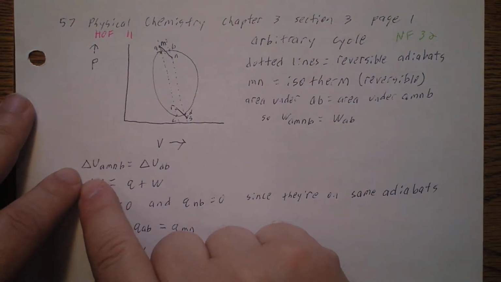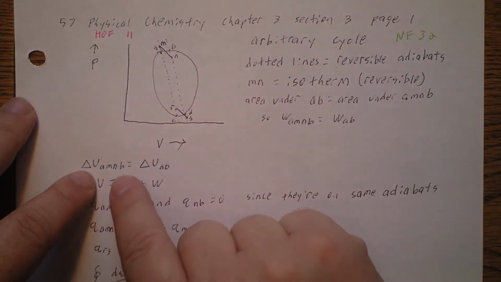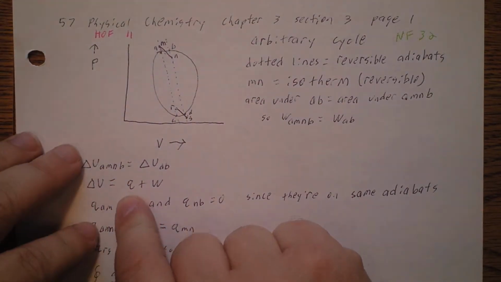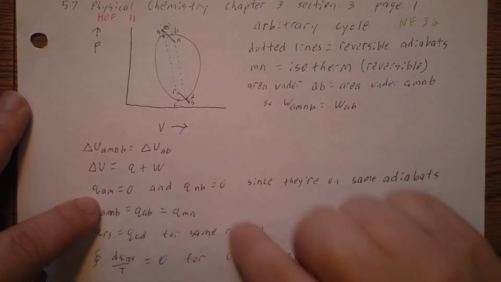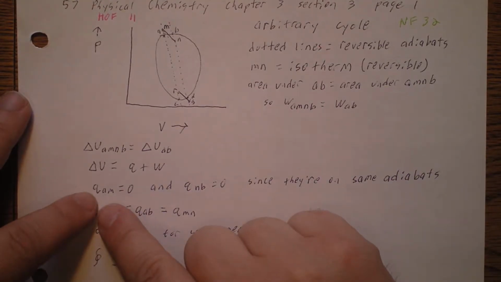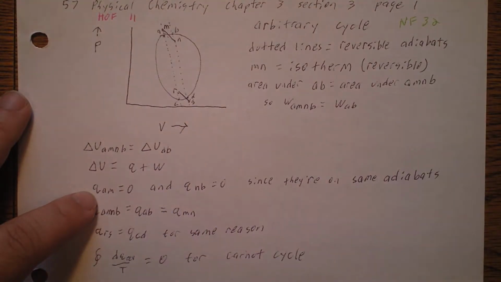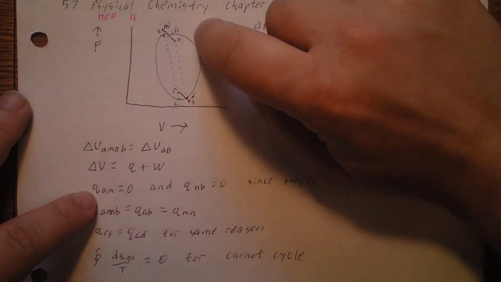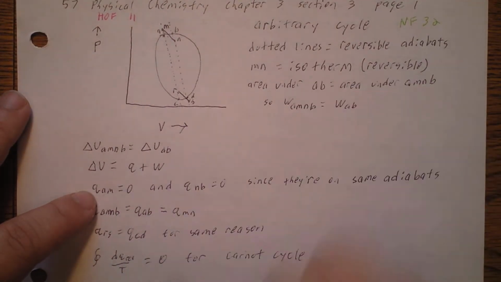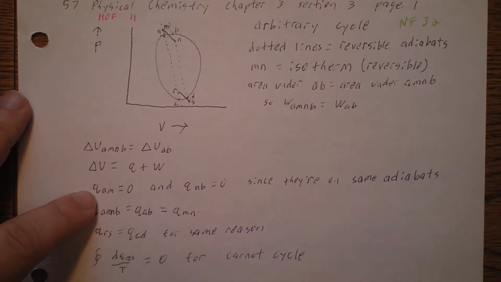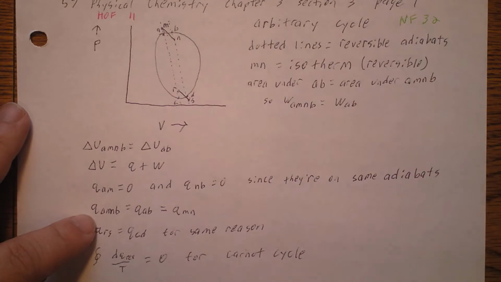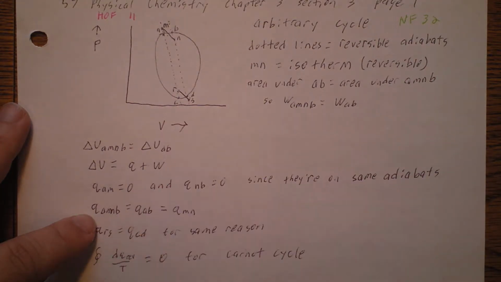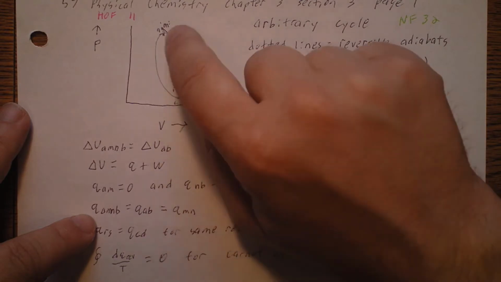So the change in internal energy from A, M, and B is going to be equal just to the change in internal energy of AB. Now we know the change of internal energy is Q plus W. We've mentioned that four times before, I think. So QAM up here, this is an adiabat, therefore it's equal to 0. And likewise QNB, this dotted line is another adiabat, therefore this is equal to 0, because they're both on adiabatic lines. So what that means is that the Q from A, M, and B is going to be equal to QAB, like we said before. It's going to be also equal just to the QMN.